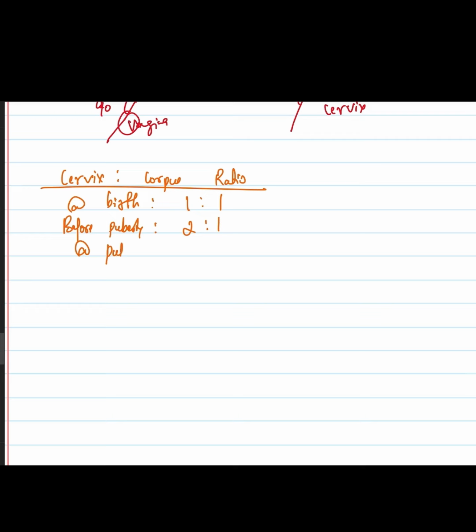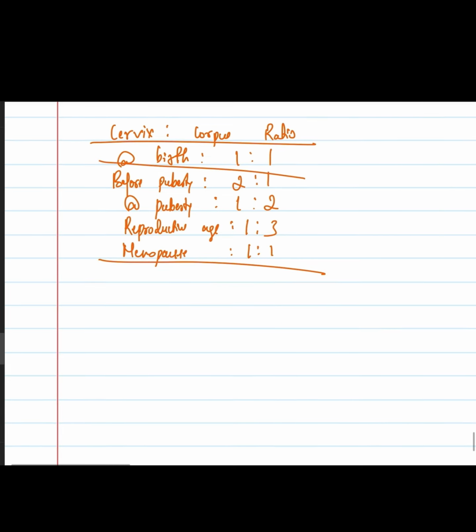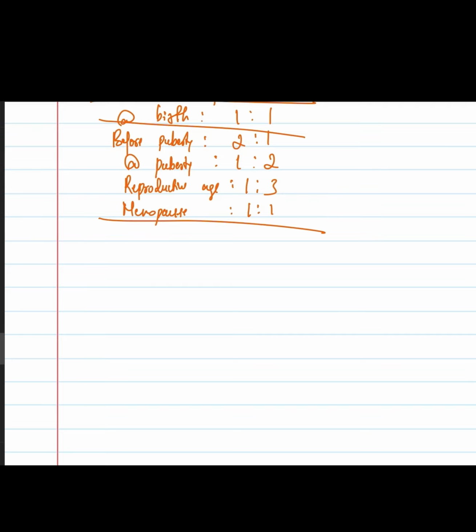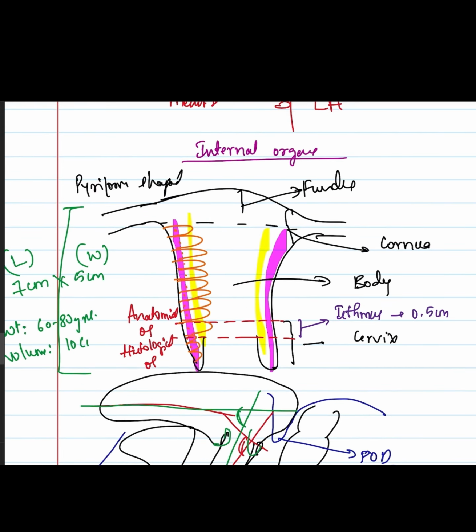But at puberty, the body will grow longer than the cervix. So it becomes 1:2. And during reproductive age, the body will obviously be more than the cervix, so the ratio will increase further to 1:3. But at menopause, everything shrinks and the ratio becomes normal as at birth, that is 1:1. Okay, so I've already told you the layers of the uterus: endometrium, myometrium, and the serosa.